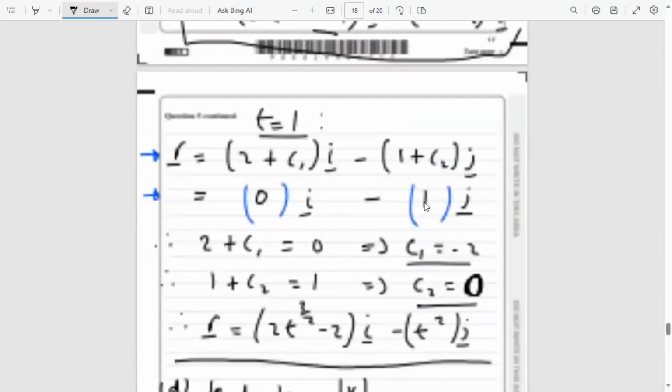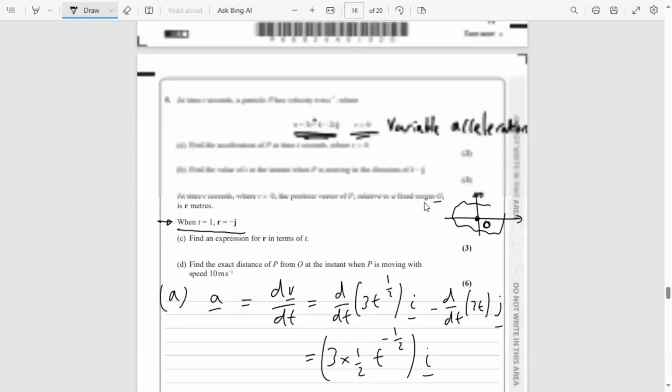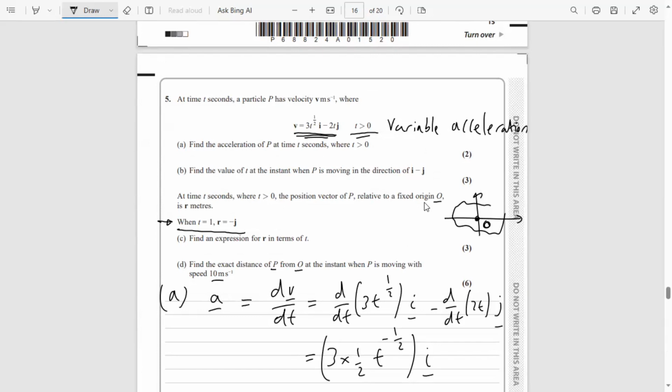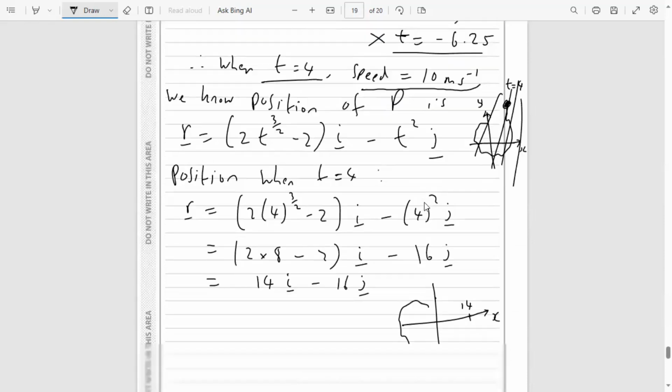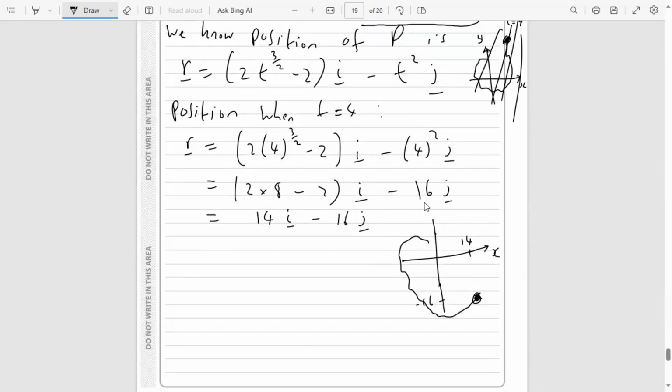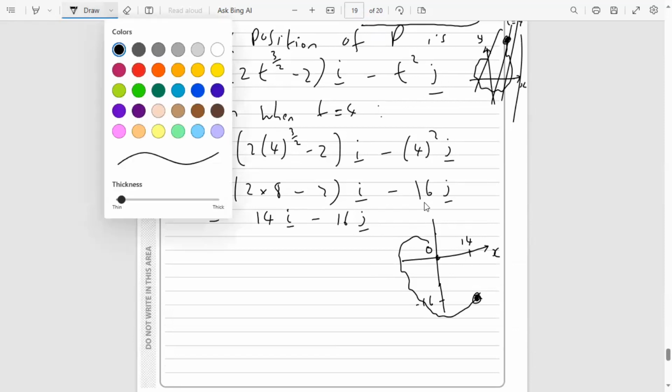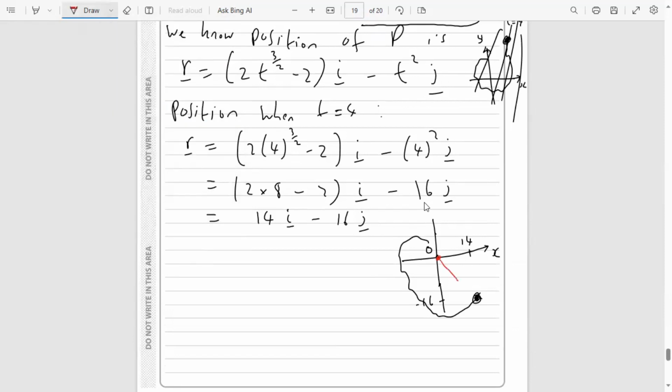But let's go back to the question to remind ourselves. The question wants us to work out the distance of our particle from the origin when the speed is 10 meters per second, i.e. 4 seconds later. So we know that 4 seconds later, we are exactly there. That's our origin there. What is the distance from the origin to this position that we're at 4 seconds later?